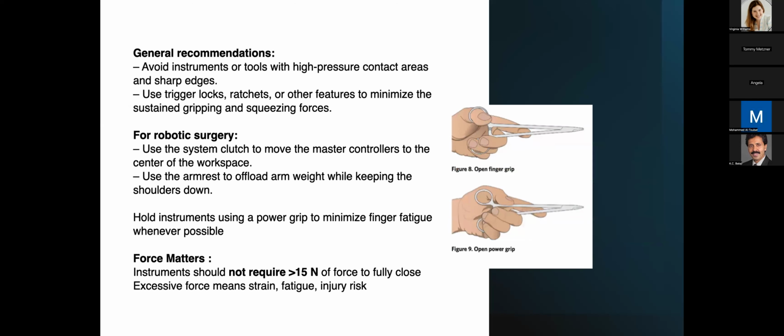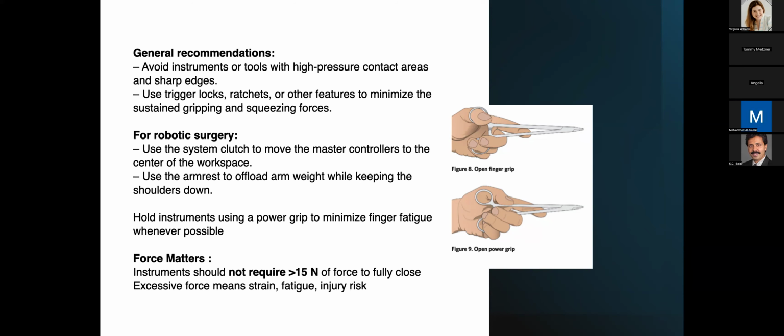We try, as much as possible, to avoid instruments or tools with high pressure contact areas and sharp edges. Use trigger locks, ratchets, or other features to minimize the sustained gripping and squeezing of forceps. In robotic surgery, try to use a clutch to move the master controls to the center of the workspace, and use the armrest to offload arm weight while keeping the shoulders down. Hold instruments using a power grip to minimize finger fatigue whenever possible.